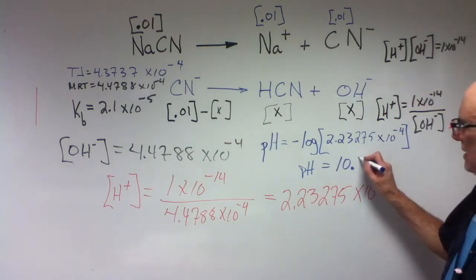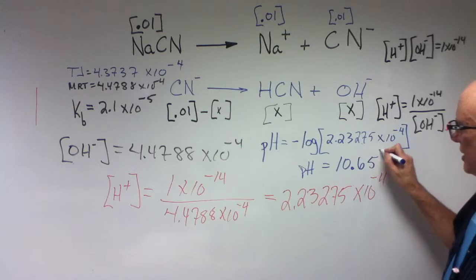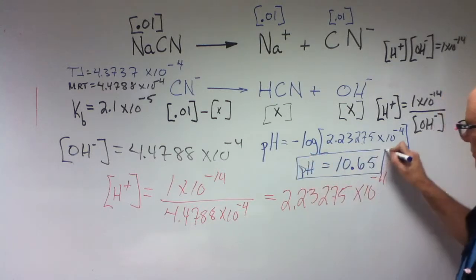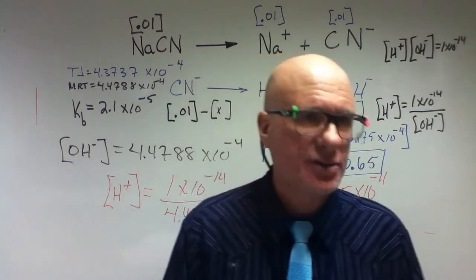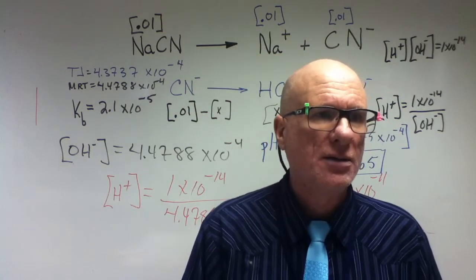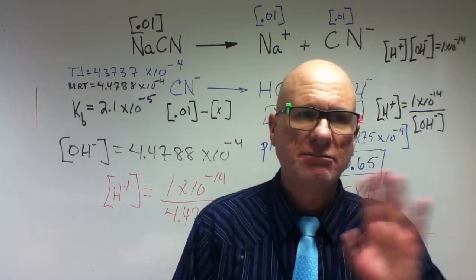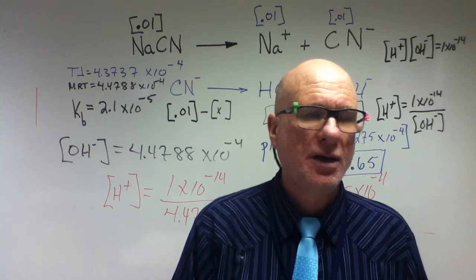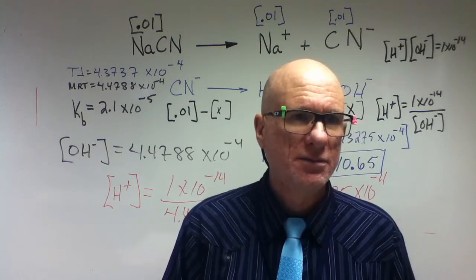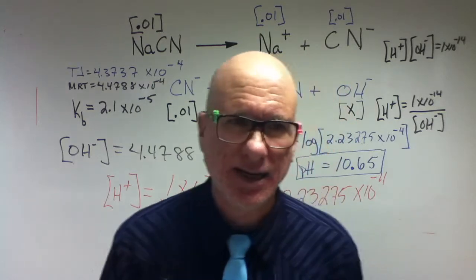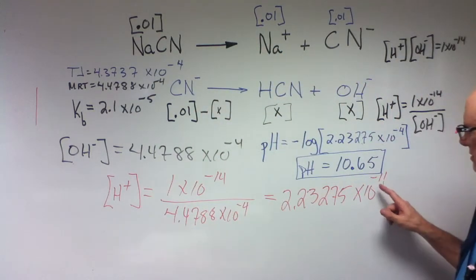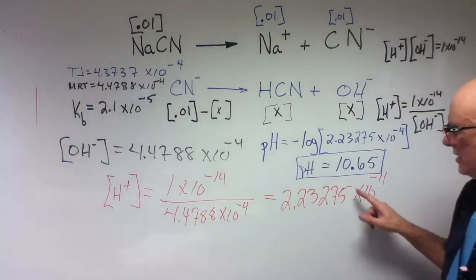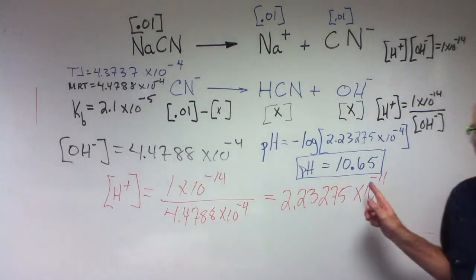Okay, so it's 10.65. Is that what you get? No, it's not even close. I don't know what you're doing wrong. Sultan? They agree with me. Okay, well, they're wrong. I don't know what else to tell you. Is it 3.65? The negative log of this, right? The negative log of that. This is times 10 to the negative 11, right?